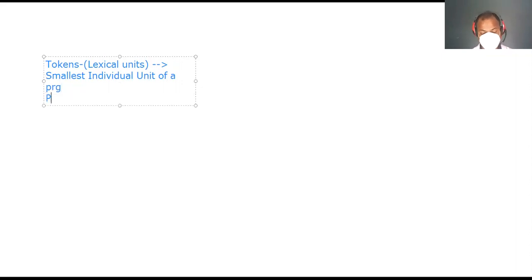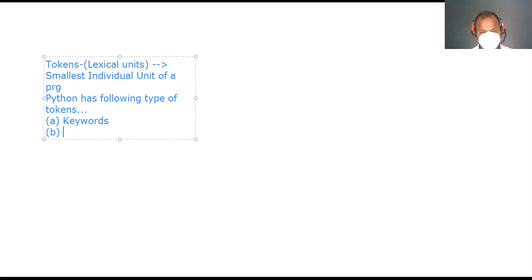And if we talk about Python, Python has the following types of tokens. Let me discuss the first one. Let me type the first one. That is keywords. Let me write the name of all of them.